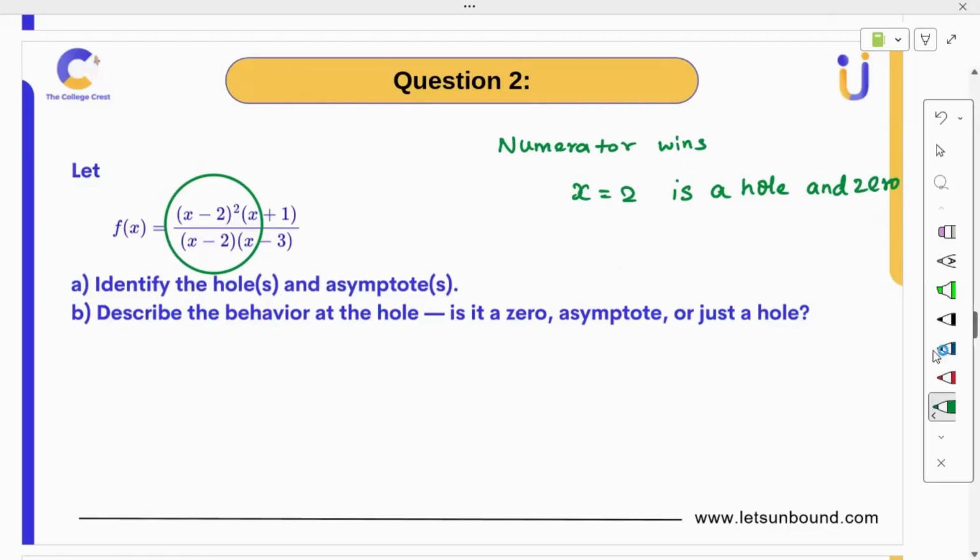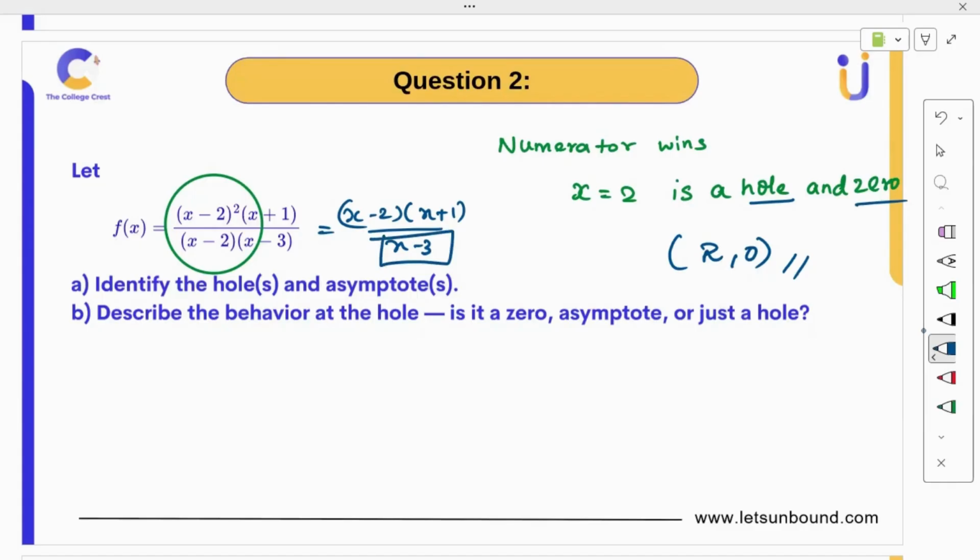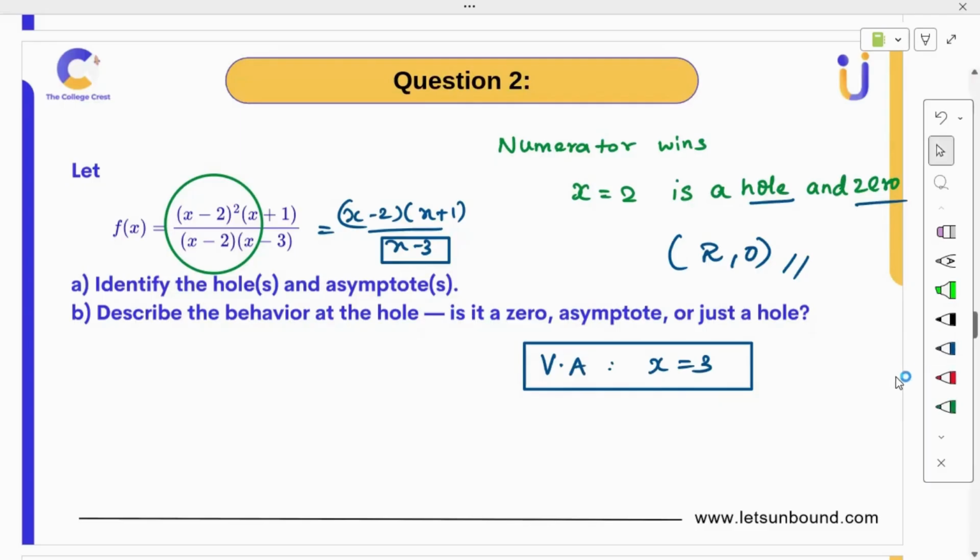And how to find the coordinate, you should simplify this. So the simplified version is (x minus 2) into (x plus 1) by (x minus 3). If you got this hole plus a 0, the coordinate for sure will be (2, 0), because it is on the x-axis. Right, and vertical asymptote. In the simplified version, what is left over? x is equal to 3. So vertical asymptote is x is equal to 3. That's simple. One asymptote, one hole, and its behavior is it's a zero. It's a kind of zero.